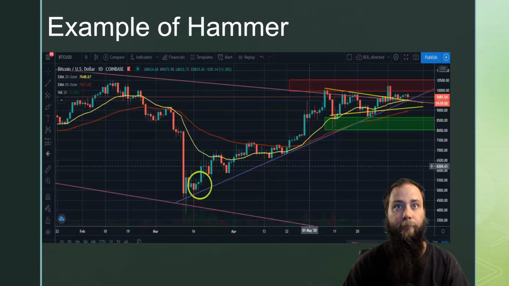Okay? Here's an example of a hammer. Okay? Right in March when we had this big drop off. There's your hammer right there, and then there's a price rise right out of it. That's an excellent example of a hammer, guys. Let's move along.